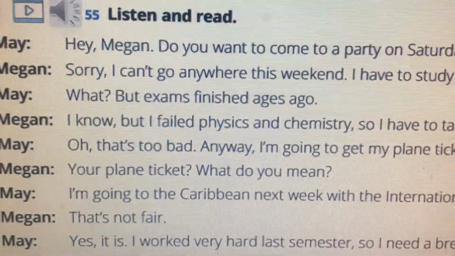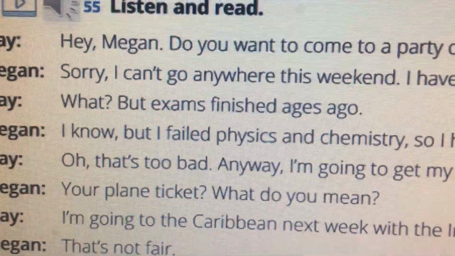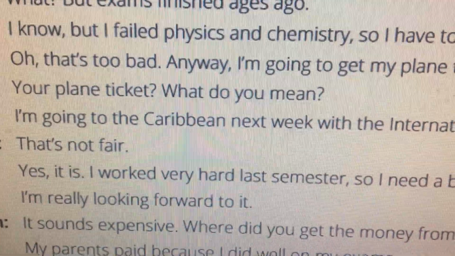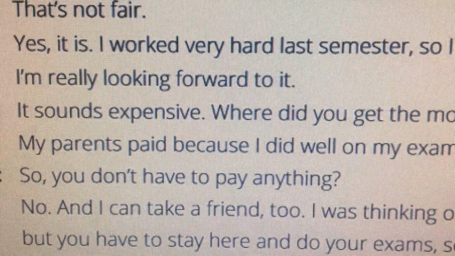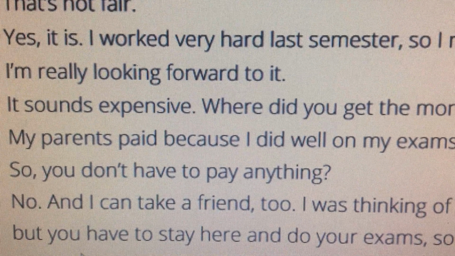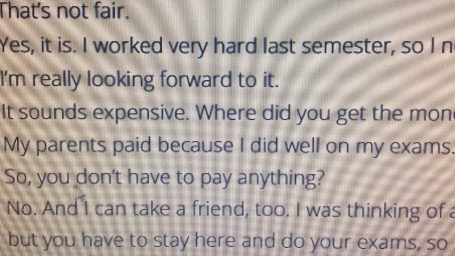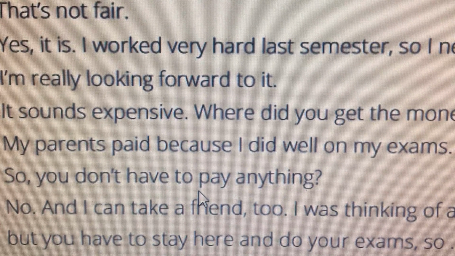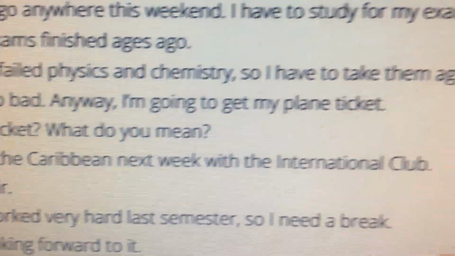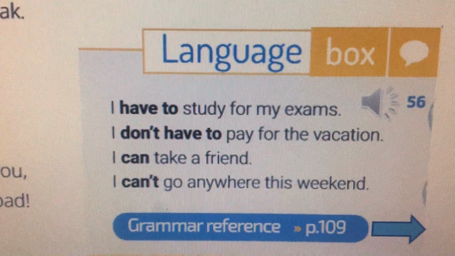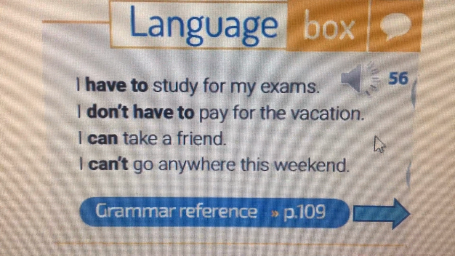If you have a partner there, you can go ahead and practice the conversation. And let's look closely at this conversation. We can see some words such as, here's one, down here, have to. And let's try to find another one, don't have to. Okay, can. Let's take a look at this language box here, and you see these words: have to, don't have to, can and can't. First, let's listen.